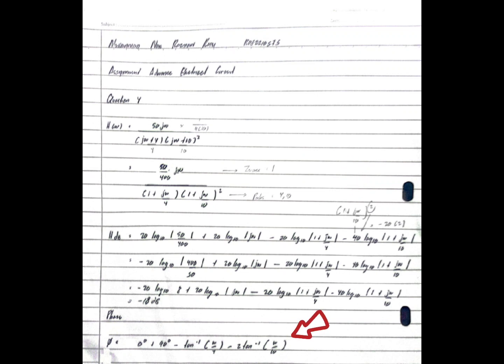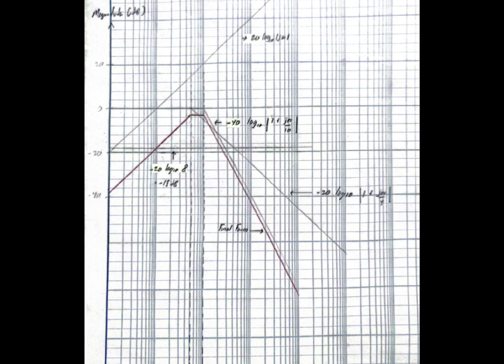And here is our phase calculation that we get from the transfer function problem. From this result, now we can plot it in the Bode plot. This is the magnitude Bode plot that has been done by me. The first line represents the zeros. The second line, as we can see, represents negative 40 log of 1 plus jω over 10. For the constant gain, we get negative 18 dB.